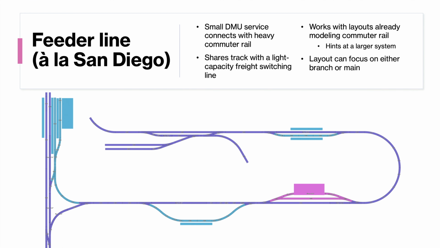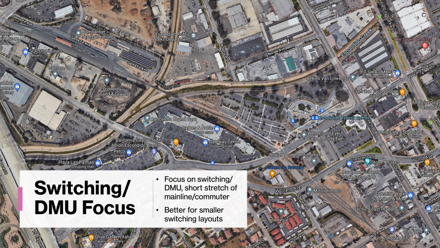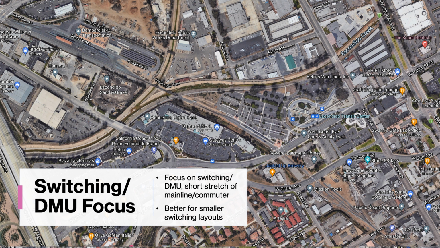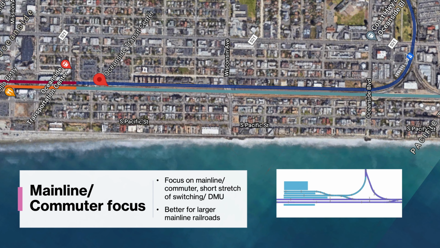Or you could have another style of setup, like a feeder line, like what you see in San Diego. And this would be from the perspective of a small DMU service running on a switching branch line connecting to a much larger heavy commuter rail system beyond. And so this works with layouts that are already modeling commuter rail, or you could focus entirely on the switching aspect. So for the switching focus, it could be maybe a small shelf layout where the focus would be on the freight rail switching and then also the DMUs. But for the mainline style layout, the DMU would kind of be more of a scenic feature, coming in from behind the backdrop and sharing a station with a larger commuter rail or passenger line. And then, of course, the high iron freight rail drama just beyond.